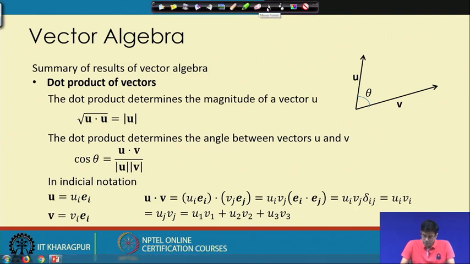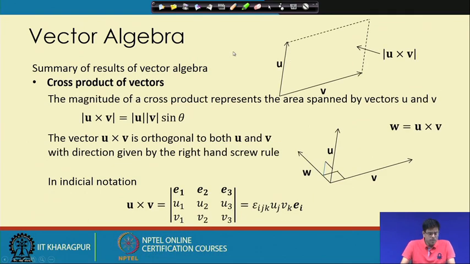Now, similarly, we introduce the cross product. The cross product of vectors, as you know, represents this area. u cross v has magnitude of u times magnitude of v times sin theta, and this is a vector. It is orthogonal to both u and v, and the direction is given by the right hand corkscrew rule. This is a very well established result from our basic vector knowledge.